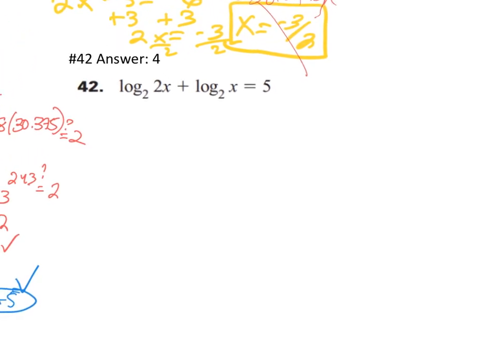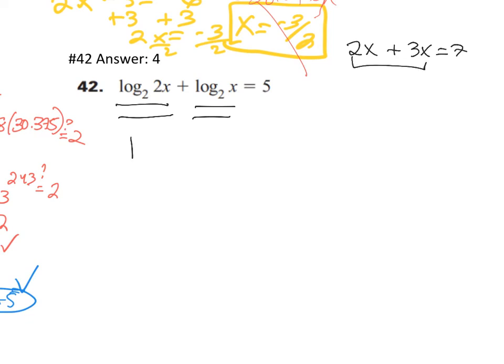Okay, let's look at the next one. So for 42, when we look at this problem, we need to condense. Just as if you had, let's say, 2x plus 3x equals 7, you need to get like terms together first, right? So since these are the same log base, we're going to condense log base 2, and we're going to multiply the arguments. So we'll have log base 2 of 2x times x is equal to 5. So now we've condensed the variables on the left side.